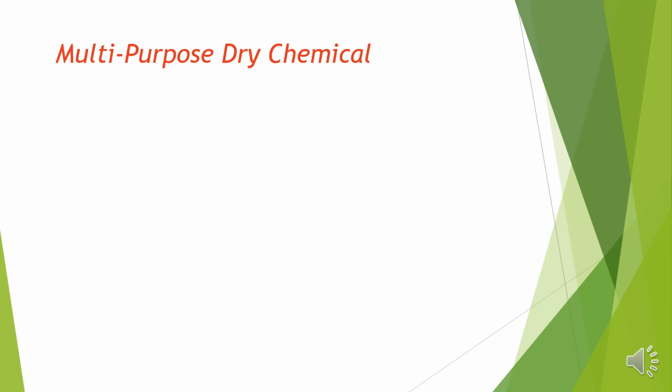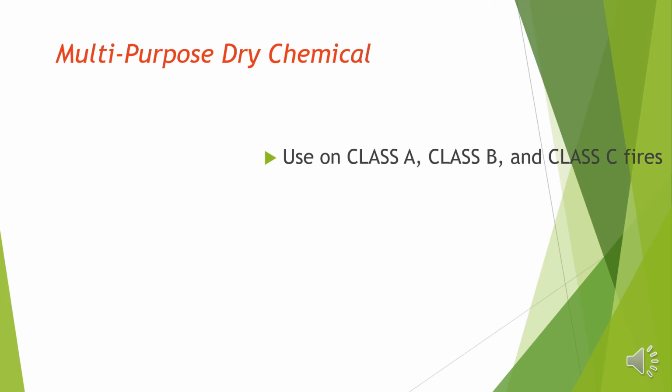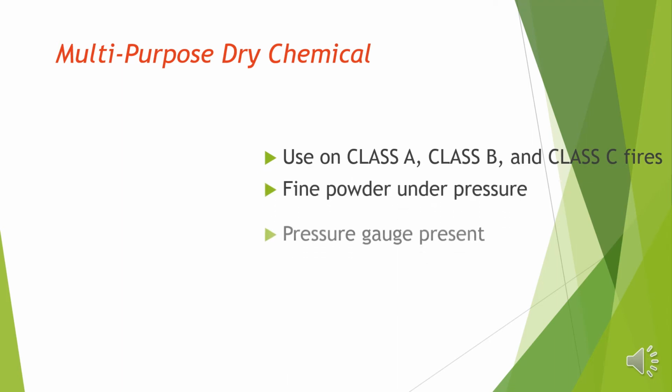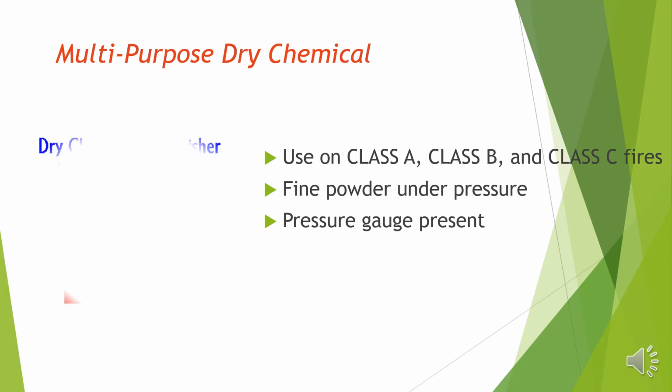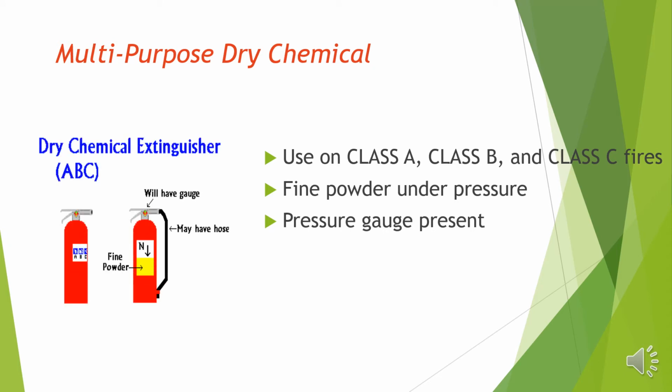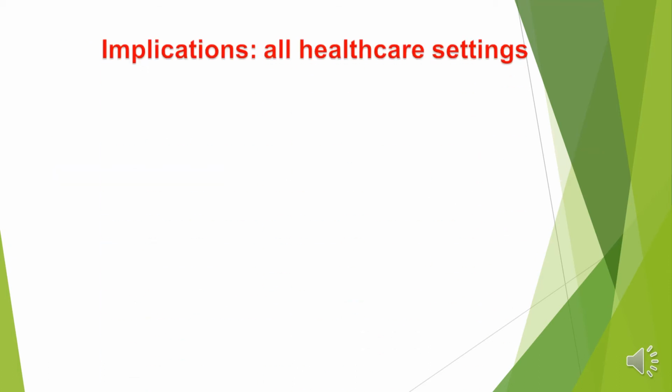We have the multi-purpose dry chemical. We use it for class A, class B, and class C fires. It's a fine powder under pressure, and we have a pressure gauge present. This is an example of it, dry chemical extinguishers, or ABC fire extinguishers.